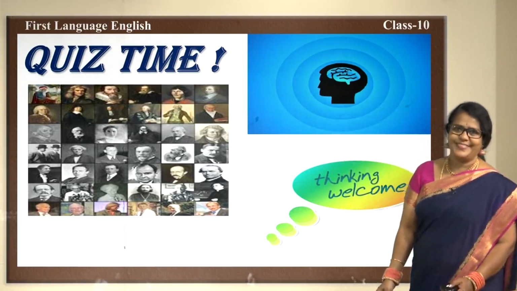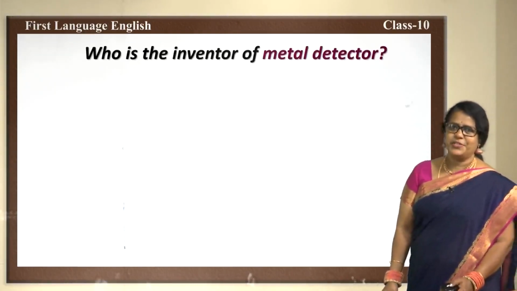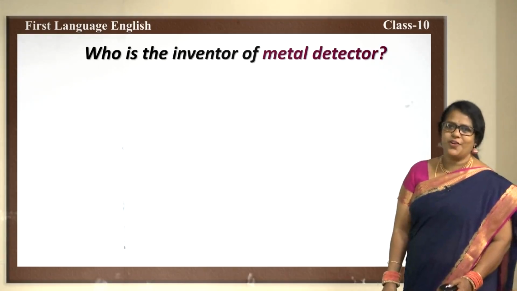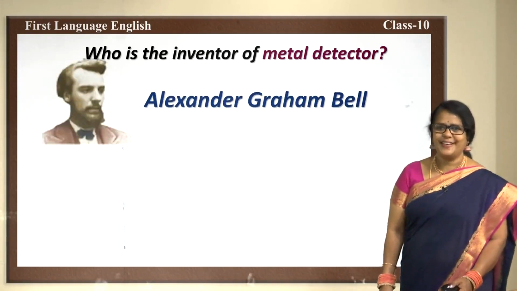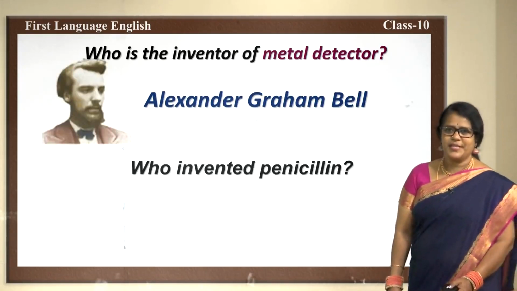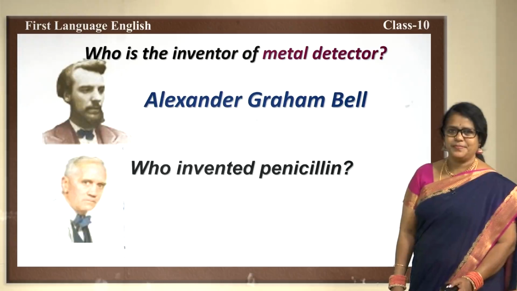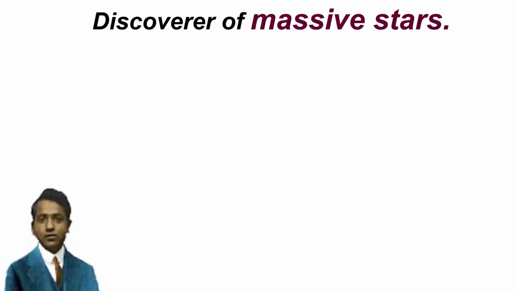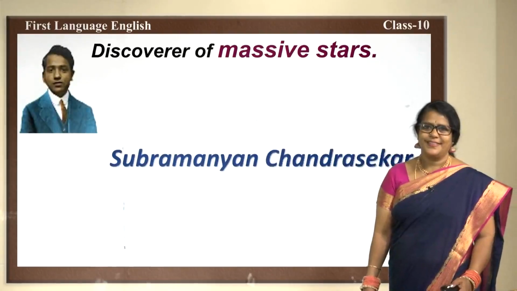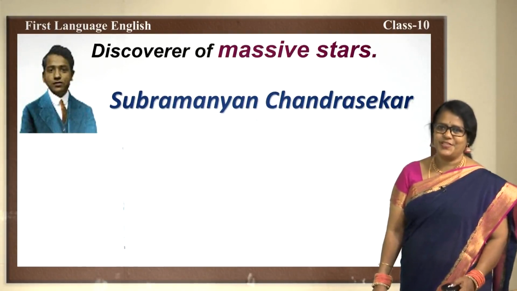Shall we go? Yes. Here comes the first one. Who is the inventor of metal detector? It is Alexander Graham Bell. Who invented penicillin? Alexander Fleming. Discoverer of massive stars? It is Subramanian Chandrasekhar.